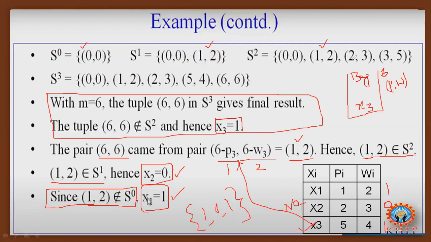Students, once again I will explain. There is a little bit of confusion about how to select 0 or 1.